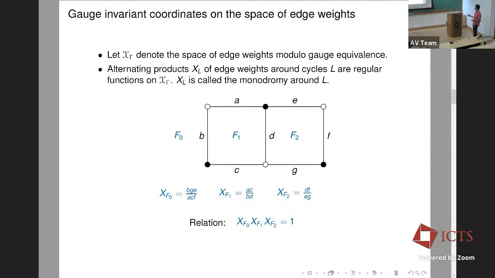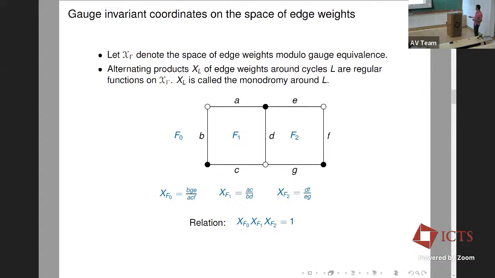So another way to think of the space of weights is that it's the cohomology of the graph with coefficients in C star. If you think of edge weights, that's the same thing as a one cocycle on the graph, and modding out gauge equivalence is the same thing as modding out coboundaries. So you see that you have relations among the XLs that come from relations among cycles on the graph.